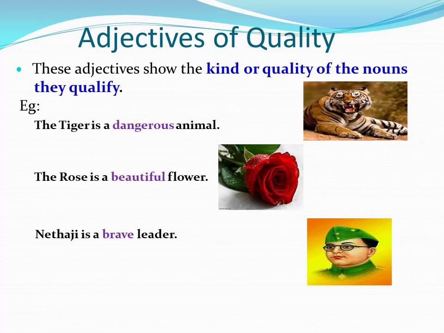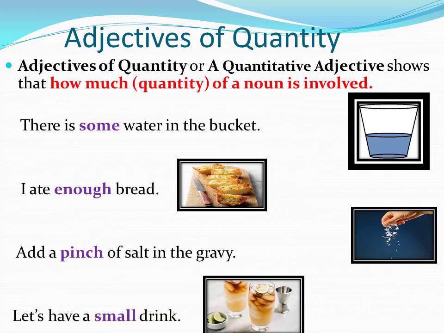And the last sentence, Netaji is a brave leader. In this sentence, brave is adjective. It qualifies the noun Netaji, and it also describes the quality of Netaji, so that it is called adjectives of quality. Let's get into the next one, adjectives of quantity. Adjectives of quantity or quantitative adjectives show how much of a noun is involved.